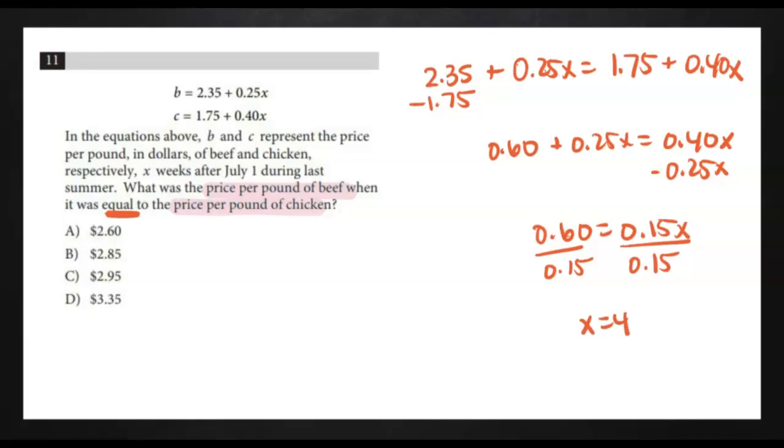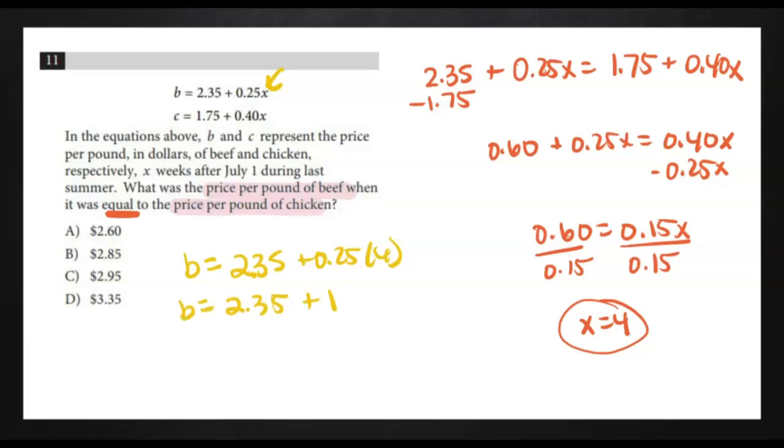So x is going to equal 4. So the x represents your number of weeks. Now we want to find the price, not the number of weeks. So you're going to take that 4 and you're going to substitute it in for the x in your B equation. So you want to find the price of beef and then times 25. So now think about this, 25 cents times 4, right? That's $1. You got 2.35 plus $1, that's 3.35, which is answer choice letter D.